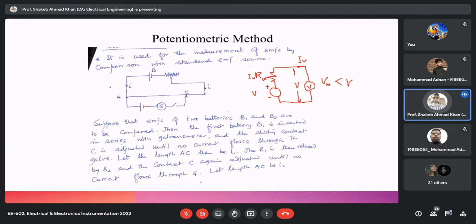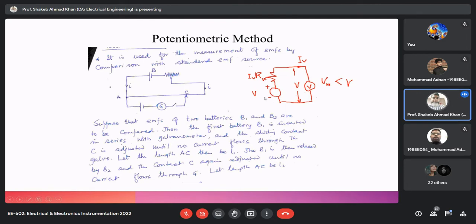And it is considered a standard method for measurement of EMF or electric potential. Means it is a standard method, means it is a very accurate method. We can use a voltmeter to measure the voltage of any source, but this is not considered a very accurate or standard method because it has a problem. So that's why I made this diagram here.